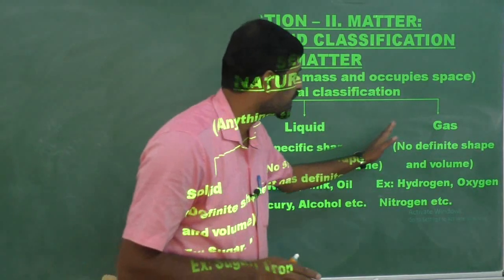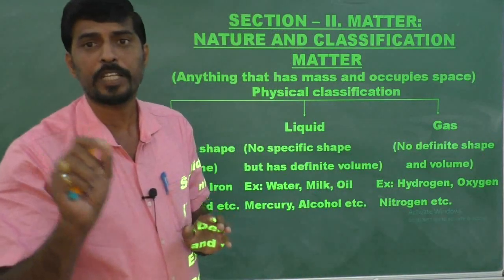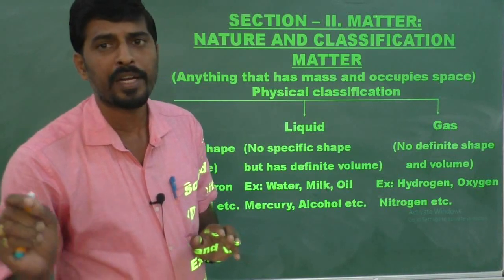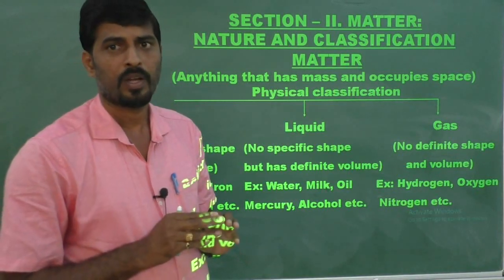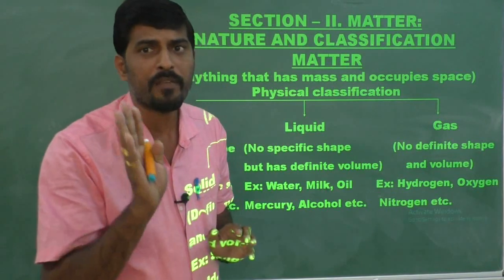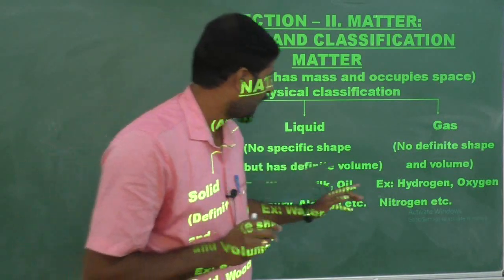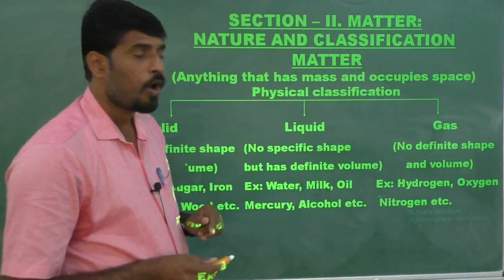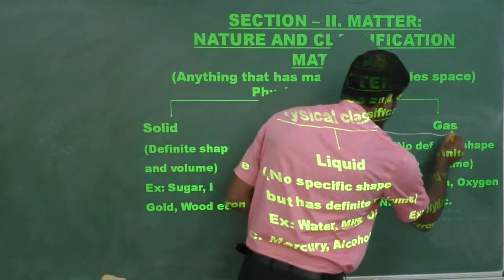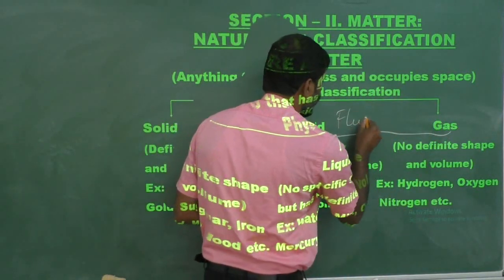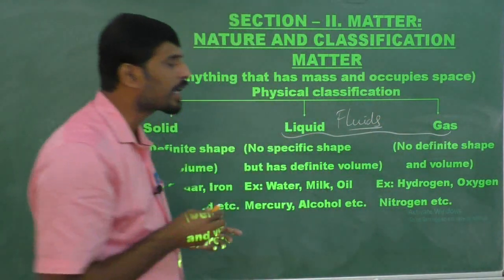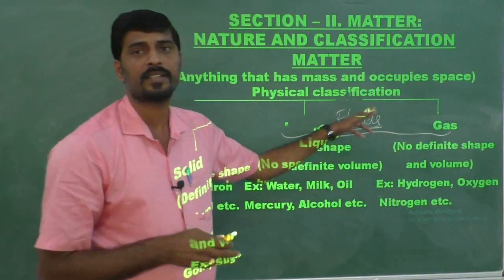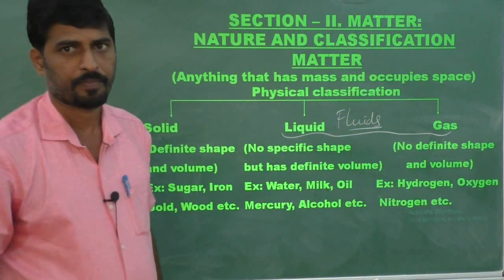Next, the third one is gas. Gases are those substances which have neither definite shape nor definite volume. The intermolecular force is very, very weak. Examples are hydrogen, oxygen, nitrogen, etc. Both liquids and gases are called fluids. Why are these called fluids? Because both of them flow, hence they are called fluids.